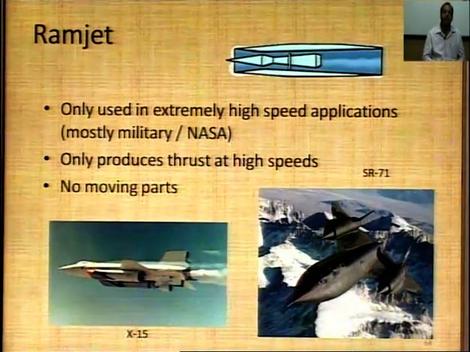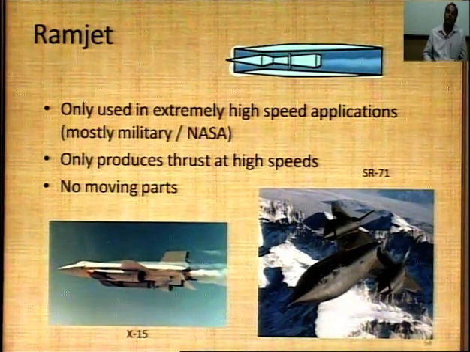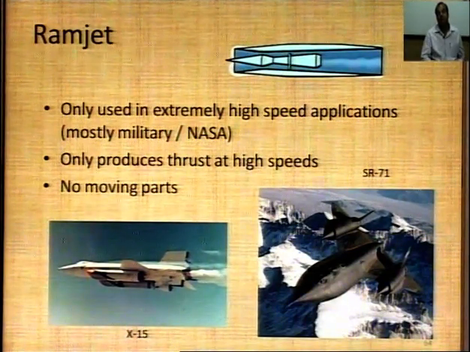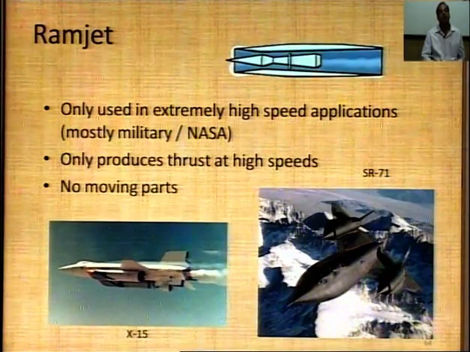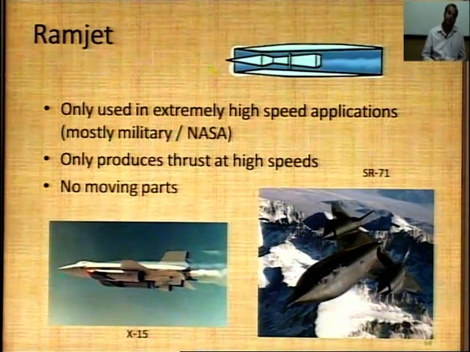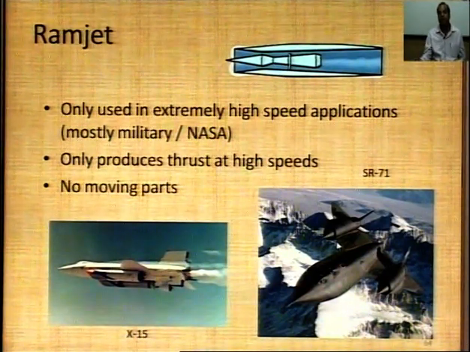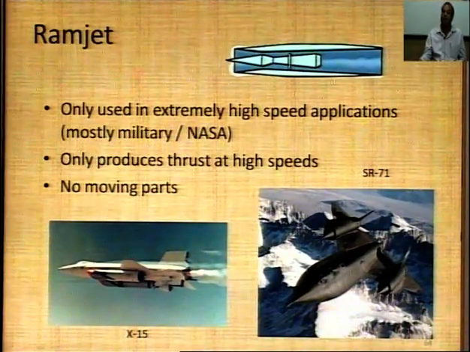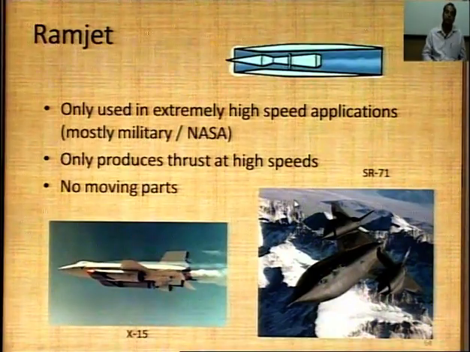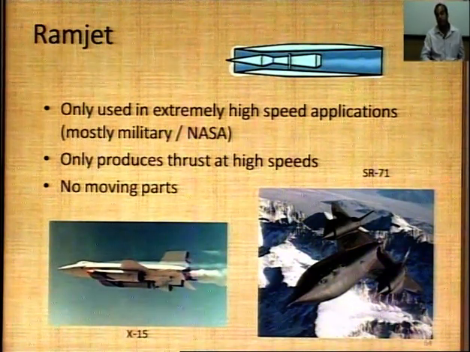Now come to the Ramjet engine. The Ramjet engine is only used for extremely high-speed applications. It is mostly used by the military or NASA. This is the X-15 Ramjet engine, and the SR-71 was used by NASA. These Ramjets produce thrust at high speed and have no moving parts.